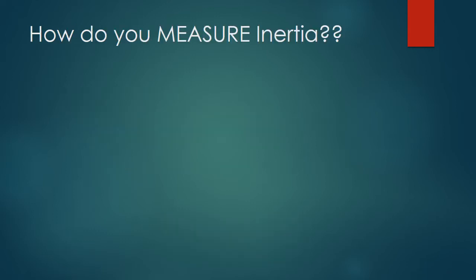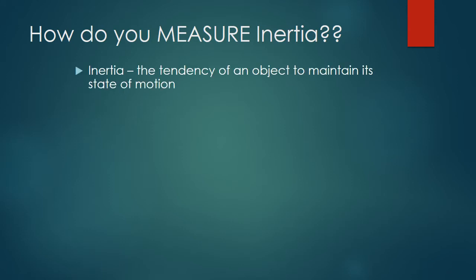All right, so now how can we measure inertia? Well, inertia is the tendency of an object to maintain its state of motion. And imagine applying a small force to a ping pong ball, right? Just push it with your finger, a 10 Newton force, we'll call that. And what would that ping pong ball do as you were pushing it with your finger?